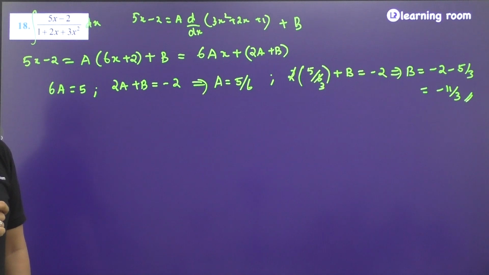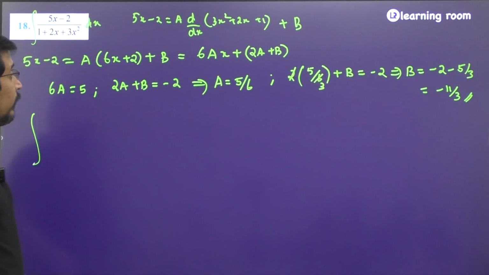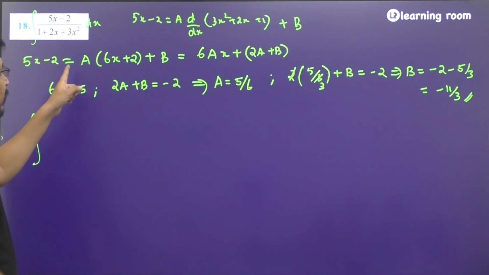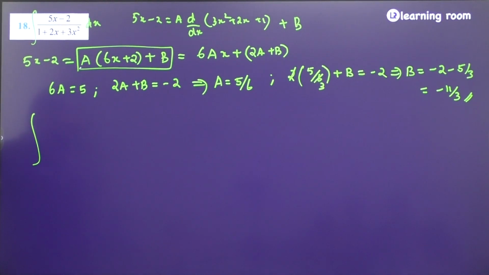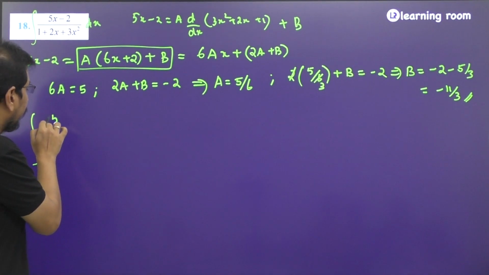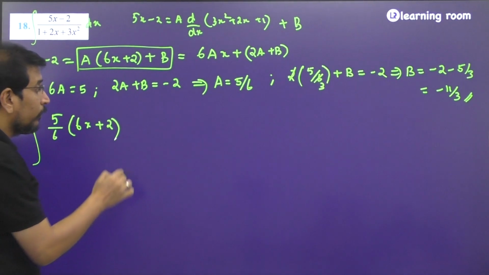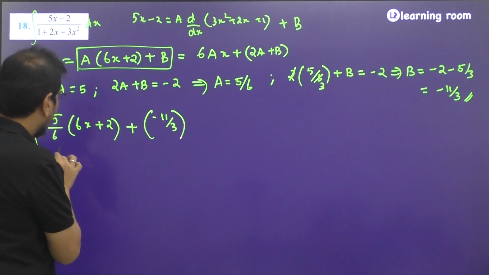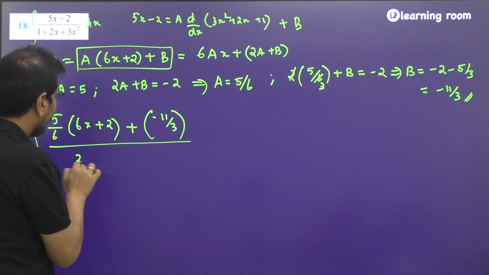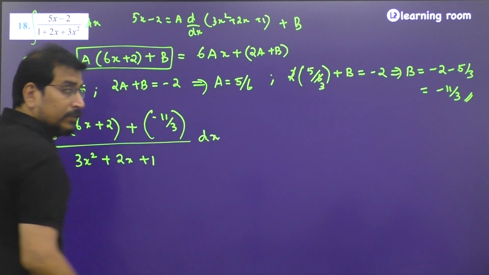Am I clear with this? Right. Now what I will do is integral of, in the place of 5x minus 2, how can you write it as? You can write it as A into 6x plus 2. What is A? A is 5 by 6 into 6x plus 2 plus, what is the value of B? Minus 11 by 3, the whole divided by 3x square plus 2x plus 1 times dx.